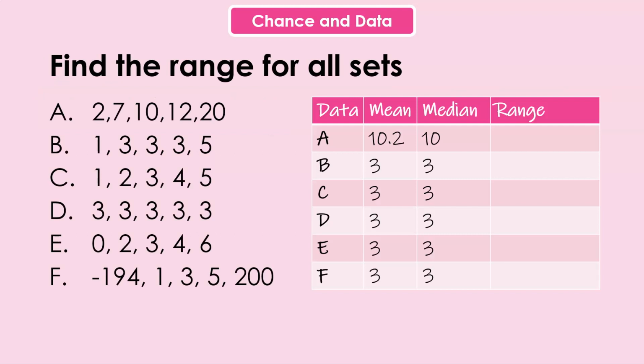So what I want you to have a go at this time is with the same data set. You'll notice I've added an extra column. I want you to work out what the range is. Just in case you weren't sure, the max is the highest number and the minimum is the lowest number. So for A, it would be 20 take away 2, which gives us 18. If you could spend some time doing that, just pause the video and then we'll put the answers up.